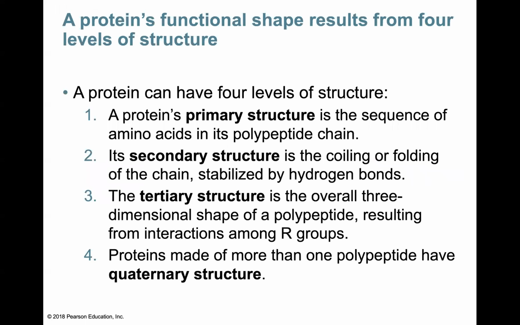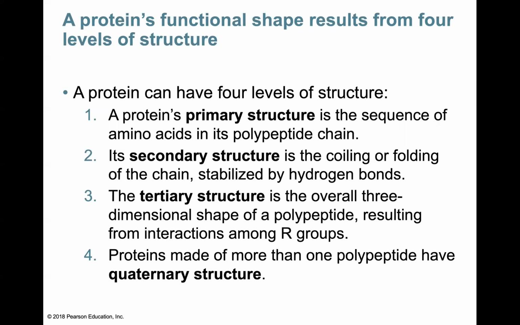A protein's functional shape results from four levels of structure that you should be familiar with. We've got primary structure, secondary structure, tertiary structure, and quaternary structure. A protein's primary structure is simply the sequence of amino acids in a polypeptide chain, so we've got this linear sequence of amino acids making up the primary structure.